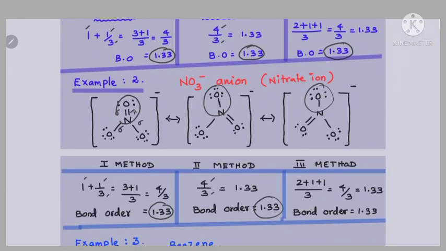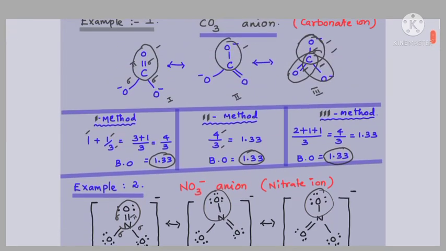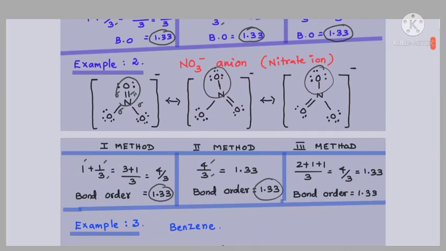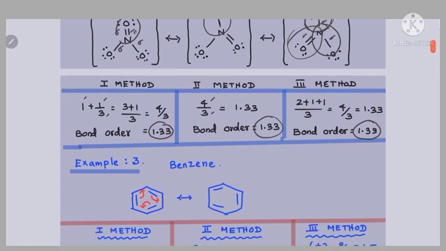The third formula is the total number of bonds divided by the number of bonded groups. The total number of bonds is 4, isn't it? Because there are 2 single bonds and a double bond, so 2, 1, 1. So 4 divided by the number of bonded groups. This is 1, this is another bonded group 2, and this is the third one. The total number of bonds 4 divided by the number of bonded groups 3 gives 1.33. So like carbonate anion, nitrate anion also has the same bond order, 1.33.